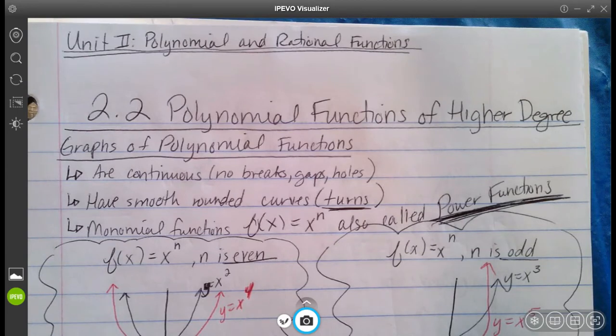Okay, this is the first part of section 2.2, polynomial functions of higher degree. So this one has actually quite a bit of information. We're going to go ahead and cut it into two videos as well.